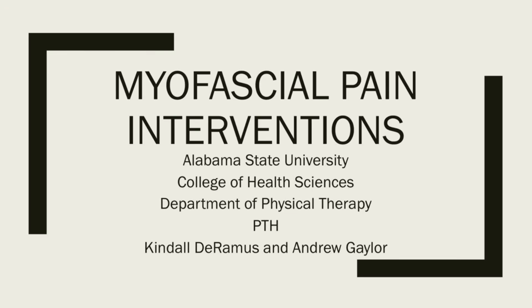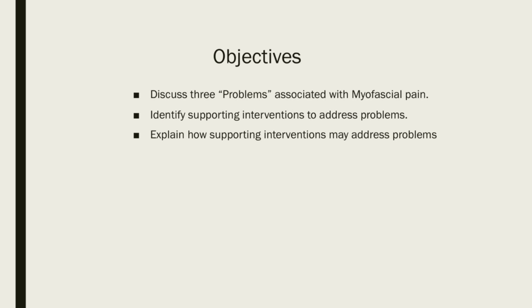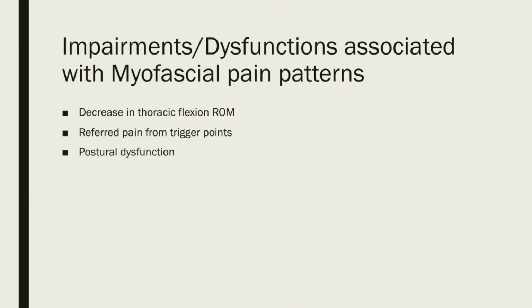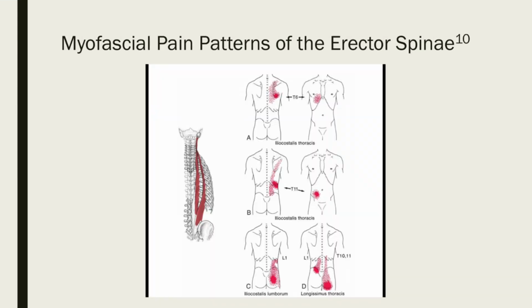Kendall. So our objectives are to discuss 3 problems associated with myofascial pain, identify supporting interventions to address these problems, explain how supporting interventions may address these problems. So 3 of the problems we came up with that might be secondary due to myofascial pain patterns would be a decrease in thoracic flexion range of motion, referred pain from trigger points, and any kind of postural dysfunctions, a bunch of different ones that could happen.